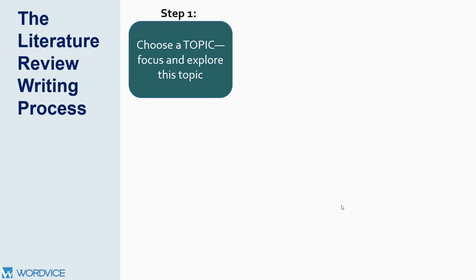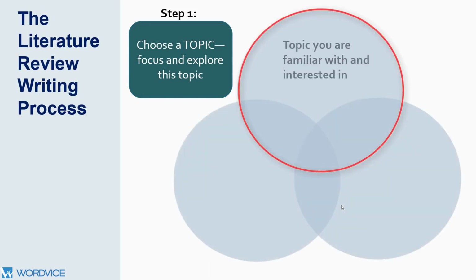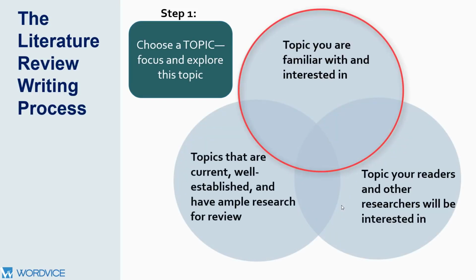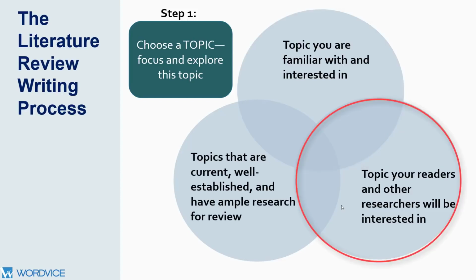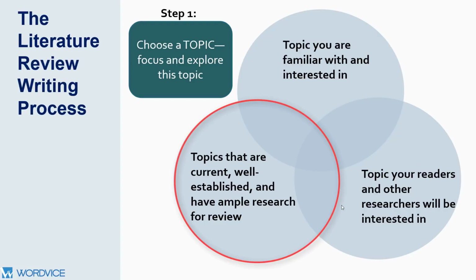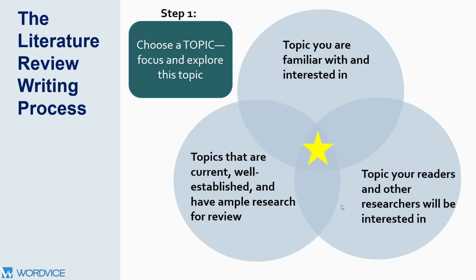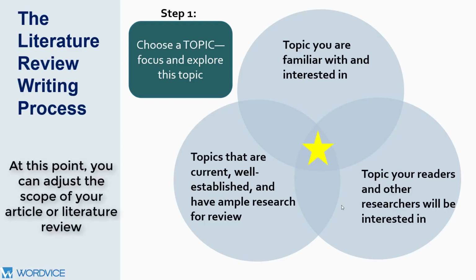Focus and explore this topic. Choose a topic that you are familiar with and highly interested in analyzing, a topic your intended readers and researchers will find interesting and useful, and a topic that is current, well established in the field, and about which there has been sufficient research conducted for a review. This will help you find the sweet spot for what to focus on. In a journal article introduction, this is the point where you might realize you need to adjust your scope depending on what you learn from the literature.